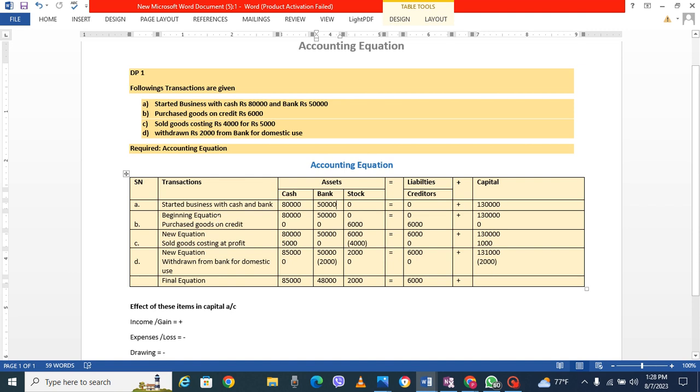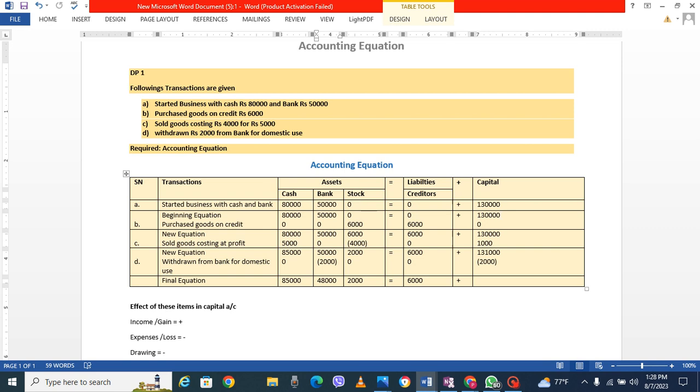At first we write the beginning equation. Some write it, but there is no mandatory requirement to write it. You can directly proceed to another transaction, but it's far easier to write a beginning equation. So cash total is 80,000, bank total is 50,000, stock is 0, that equals creditor is 0 plus 130,000 is your capital. If you add all these asset items, that gives you a total of 130 equals 0 plus 130. So every time the equations should be equal with each other. That means assets equals capital plus liability.